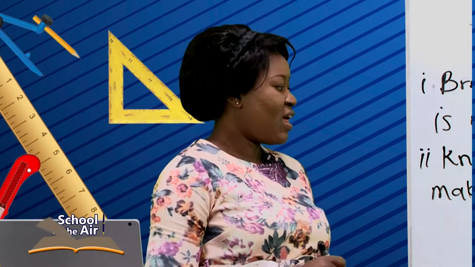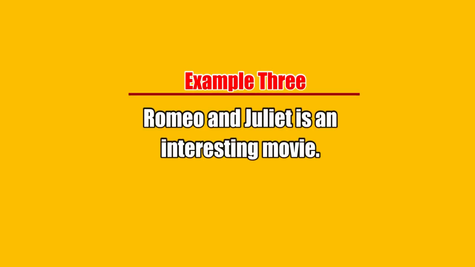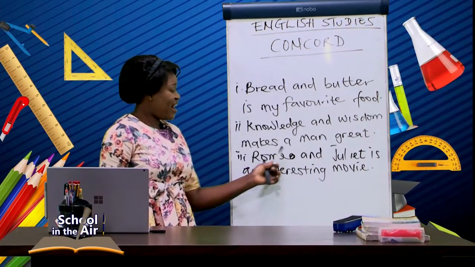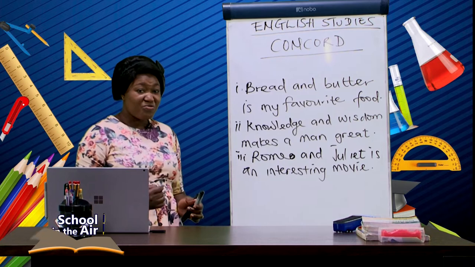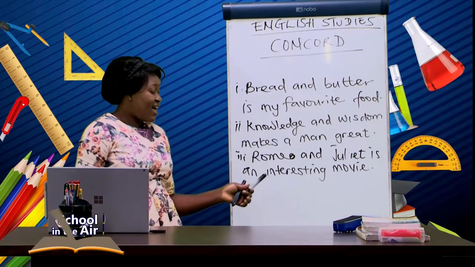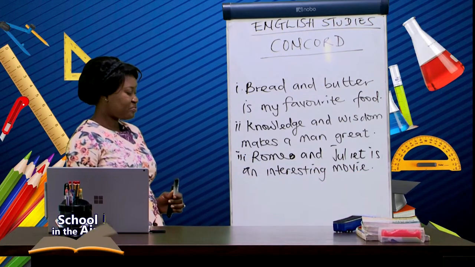But before I leave this rule, let me give you another example. We have Romeo and Juliet is an interesting movie. For the mere fact that we have Romeo and we also have Juliet, that does not mean that, oh, that should be plural subjects. No. Romeo and Juliet is a title of a movie and it's referred to as one entity. It is singular, and that's why it must take a singular verb.